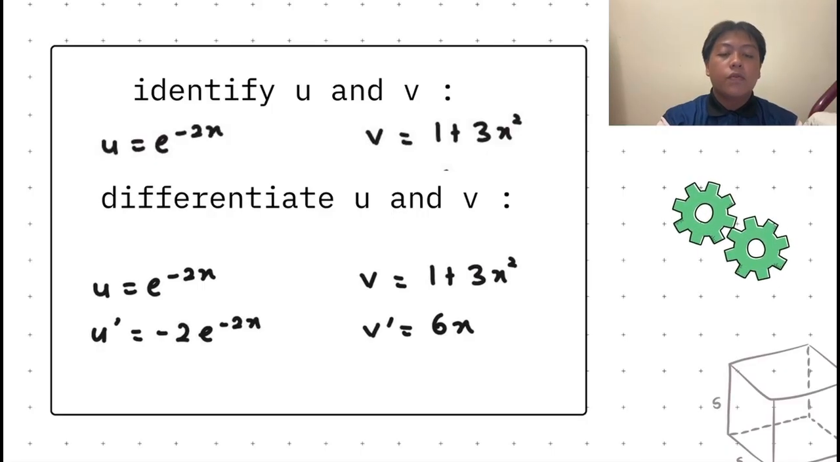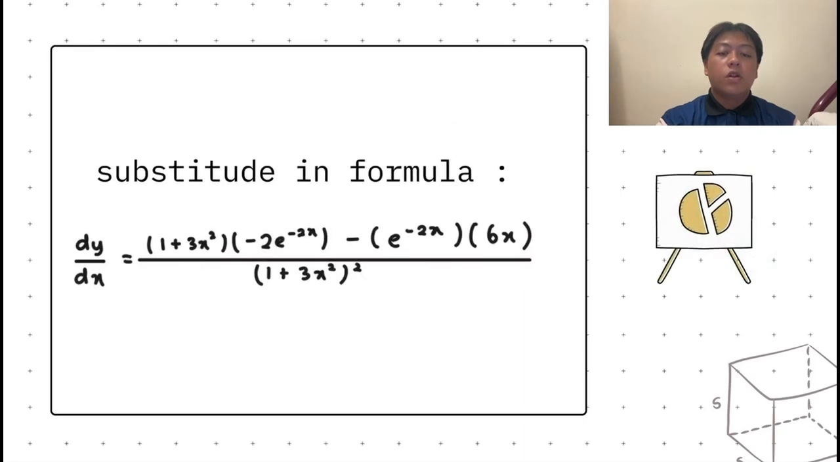And then you have to differentiate u and v to become u prime and v prime. After you differentiate, u prime will become negative 2e to the power of negative 2x, and v prime will become 6x. Then substitute into the formula, and it will become dy over dx equals (1 plus 3x squared) times negative 2e to the power of negative 2x, minus e to the power of negative 2x times 6x, divided by (1 plus 3x squared) squared.